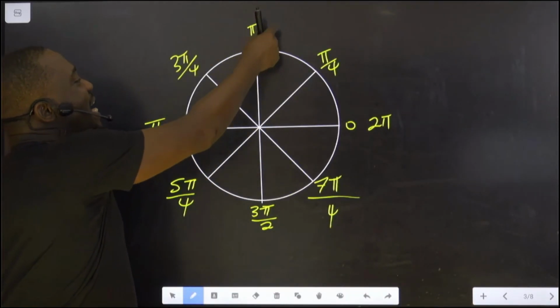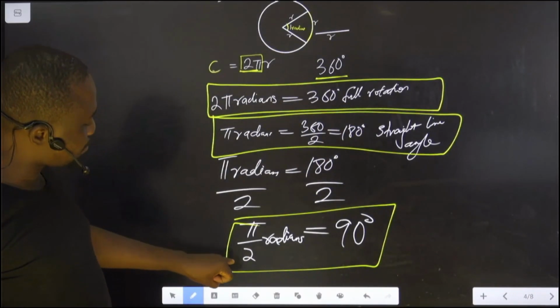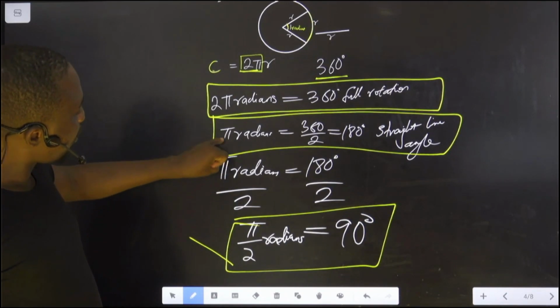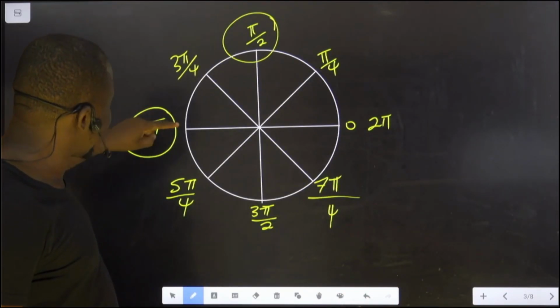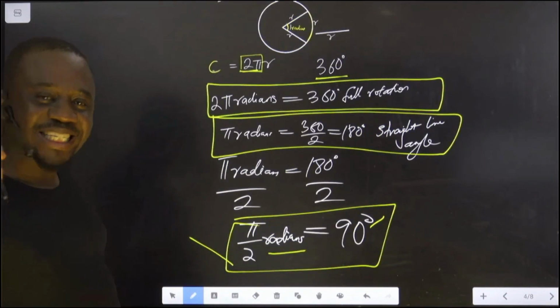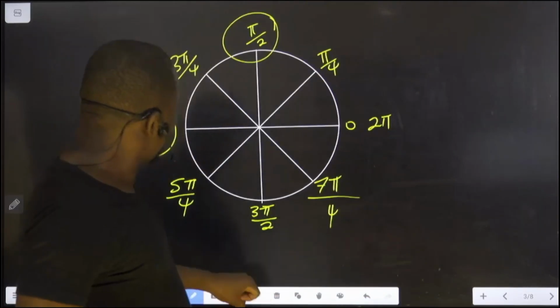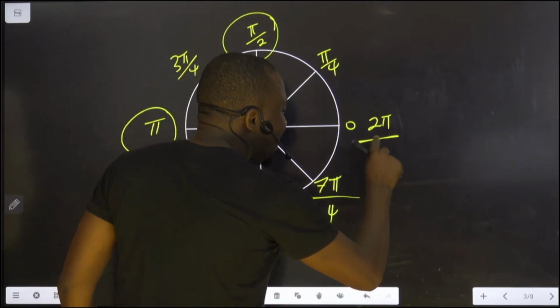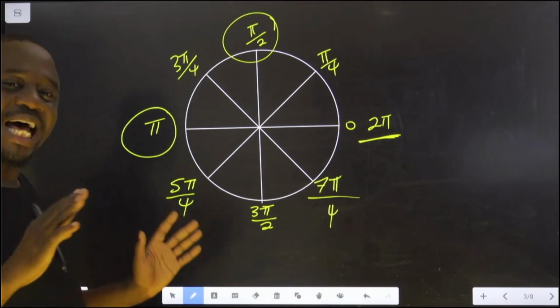Now let's go back. You can see here is pi over 2. You come here now, you see here is pi over 2. For a straight line, it is pi radians. Just pi radians. For 360 degrees, it is just 2 pi radians. For 360 degrees, you can see here now, it is 2 pi radians. So these are the equivalents.